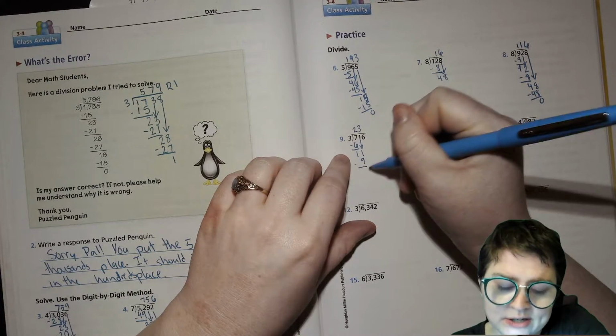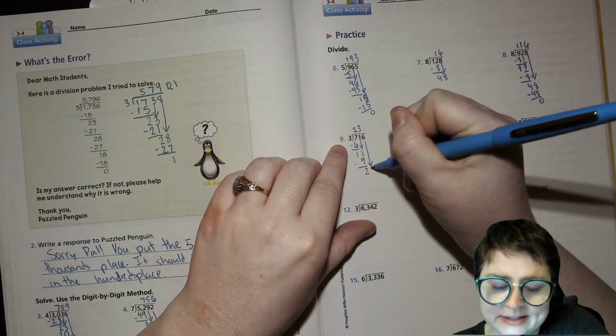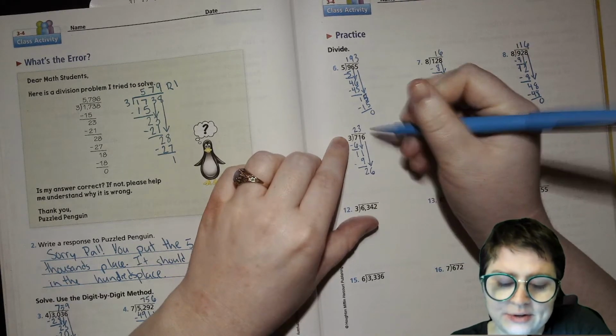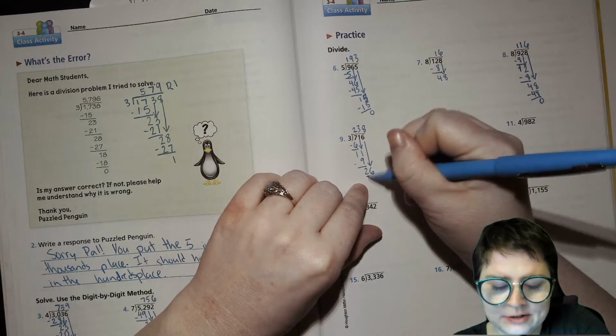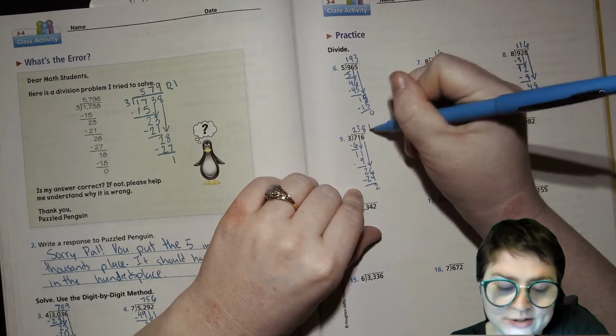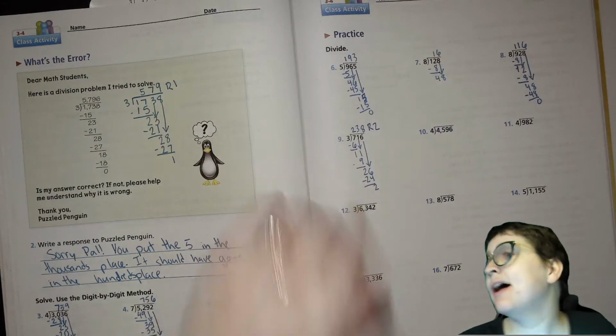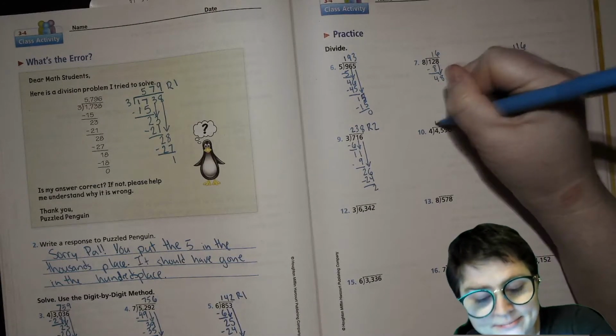And the difference there is 2. And then bring down that 6. 3 goes into 26 8 times, and you get 24. That's what that fact was I was talking about earlier. And then you have 2 left over, remainder 2. All right, number 4. 4 goes into 4 just 1 time.